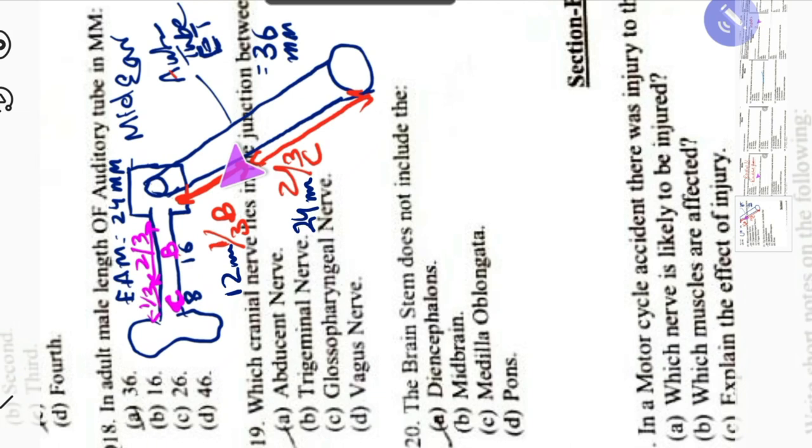So these are the answers. Remember, 24 millimeters for the external auditory meatus: 8 cartilaginous, 16 bony. Bony is central. And the auditory tube is 36 millimeters overall in length, with the central bony portion 12 and the peripheral cartilage 24 millimeters. So you've got the answer: in an adult male, the length of the auditory tube is 36 millimeters.